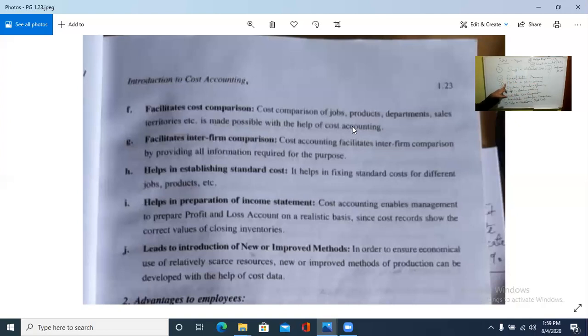Then assist in price fixing, based on the different cycles, business cycle. Whether it is depression period, then we need to reduce the price. Whether it is boom period, then automatically the price will be increased.